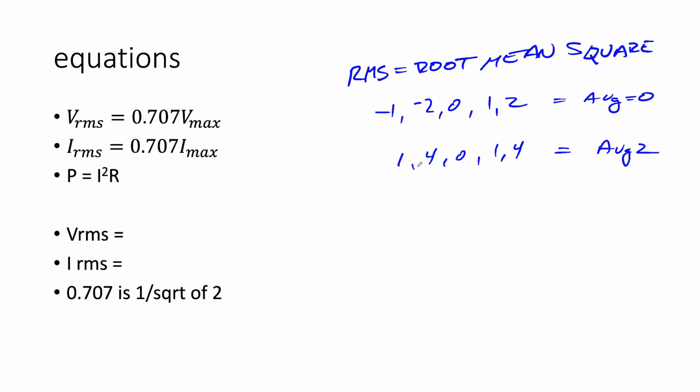4, 8, 9, 10. That's 10. We got 5. And then we got 1, 2, 3, 4, 5 numbers. And so the average is going to be 2. And then we take the square root of that. So our actual average is square root of 2.